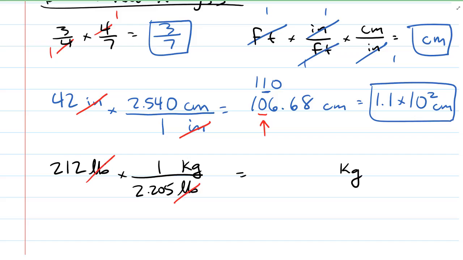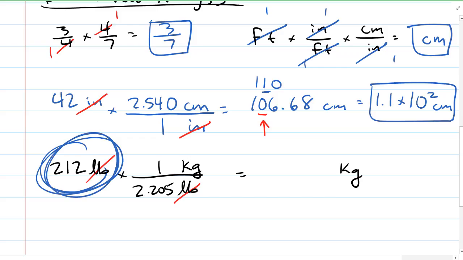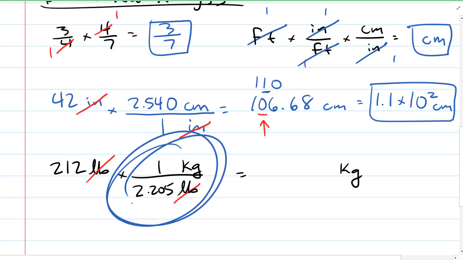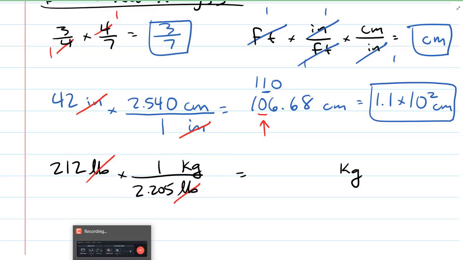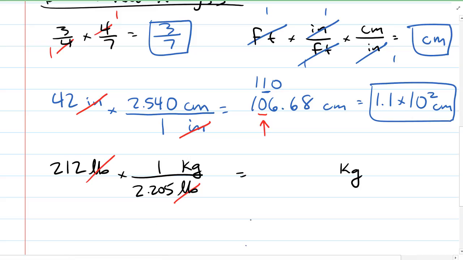And now we ask ourselves, how many significant figures should be in that answer? It would be 3, because this number here has how many significant figures? 3. This conversion has how many significant figures? 4. The fewest of 3 and 4 is 3. So rounding this off to 3 significant figures, if you're doing mine, come up with 96.1 kilograms as the answer.